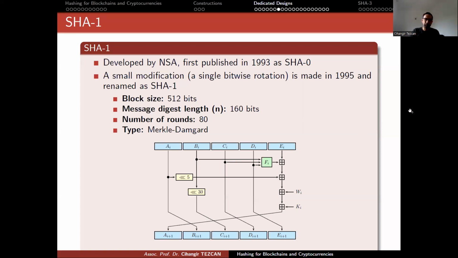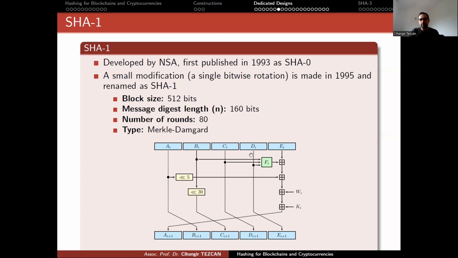All right, let's move on to SHA. This was developed by NSA and first published in 1993, but then they made a small modification. Because of that modification, we call the initial version SHA0 and the modified version SHA1. They added a single bitwise rotation. I think this one was added later. This is why we have this one in SHA1. This was made in 1995 and renamed as SHA1.